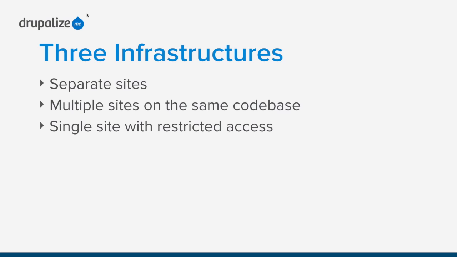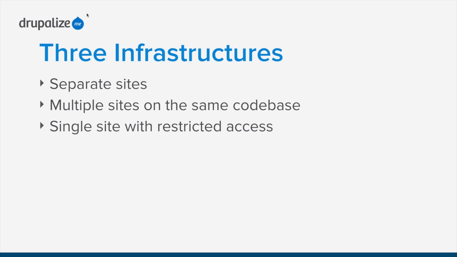So, 3 infrastructures. These are 3 different approaches for how to solve the problems that we've been discussing and the things that we need to consider. And we'll cover each of these individually here. So the first way to go about this, of course, is simply to build separate sites. I mean, that's a classic way of doing it. It's very straightforward. You literally build a separate site for each of your needs.